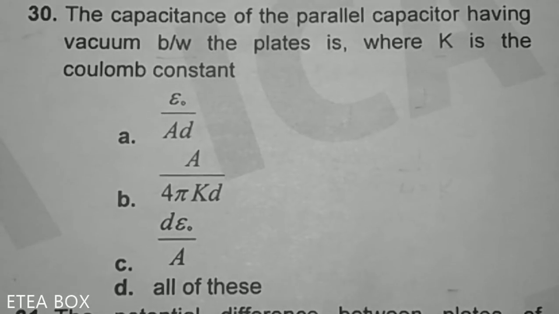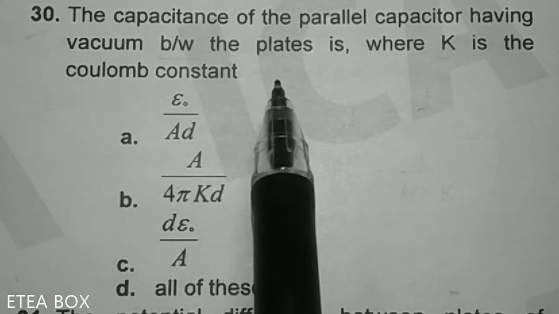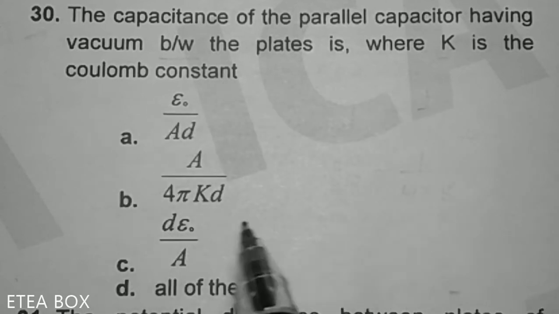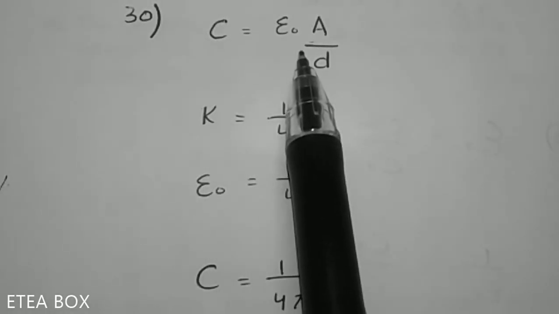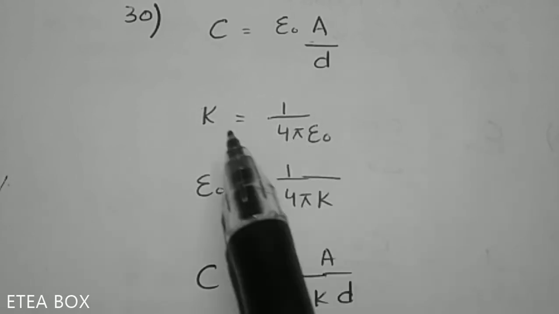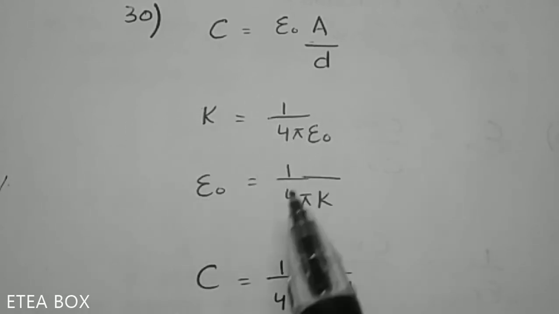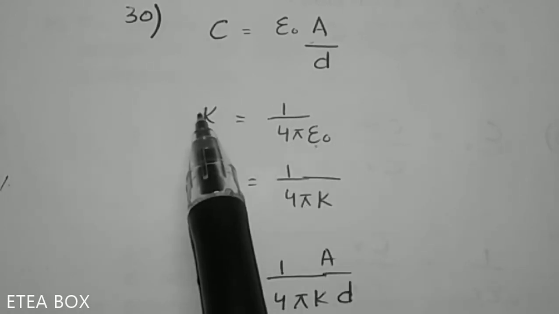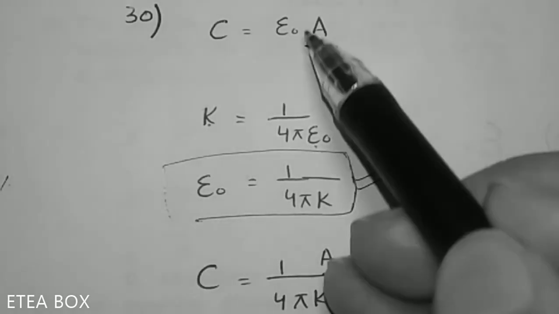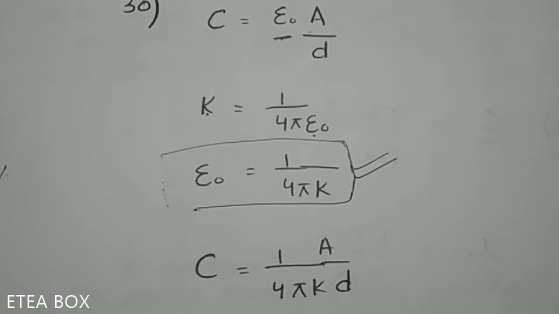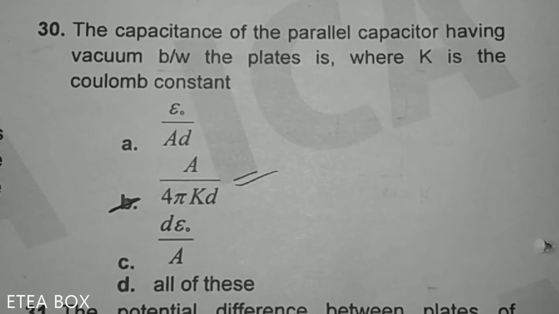The capacitance of a parallel plate capacitor having vacuum between the plates is... where K is the Coulomb constant. We know that C is equal to epsilon naught A divided by D, and we also know that K is equal to 1 over 4 pi epsilon naught. So epsilon naught is 1 over 4 pi K. Putting this value in place of epsilon naught, the capacitance will be 1 over 4 pi K, A divided by D. Look here, option B is correct.